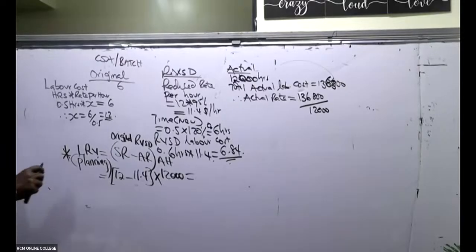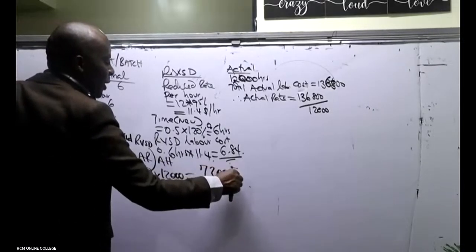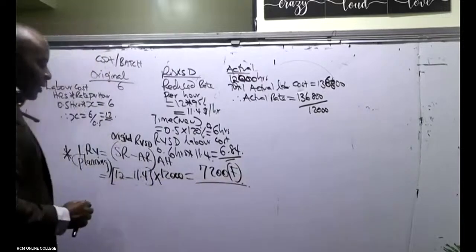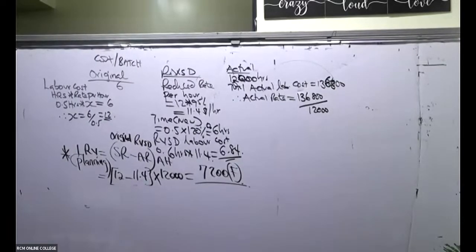7,200. Is it hours or money? It's a variance, so we should talk of what here? Favorable figure, if it's positive, yes. 7,200, favorable. Can I challenge you, my good students?